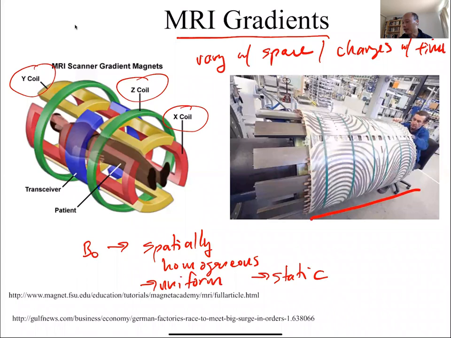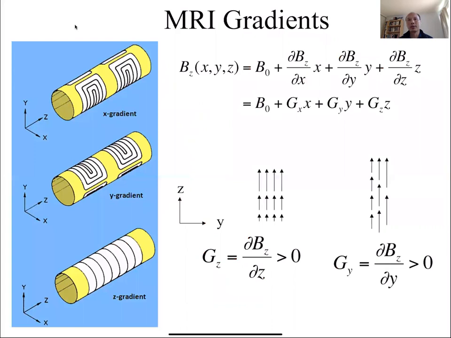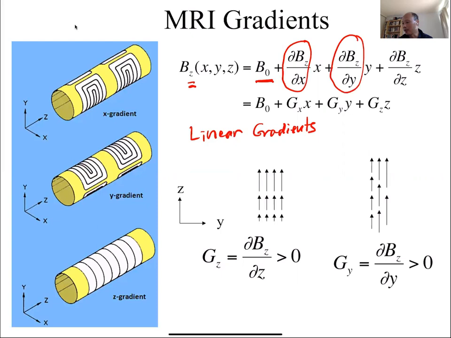So what are gradients? For this course, we're going to focus on what we call linear gradients. These basically create a linear change in the field as you go across space. We're typically only going to think about the Z component of the field, which is the uniform field, B0, plus a component that changes with X, a component that changes with Y, and a component that changes with Z. We denote those as GX, GY, and GZ.